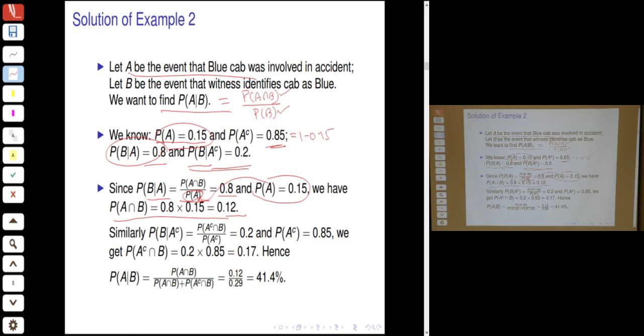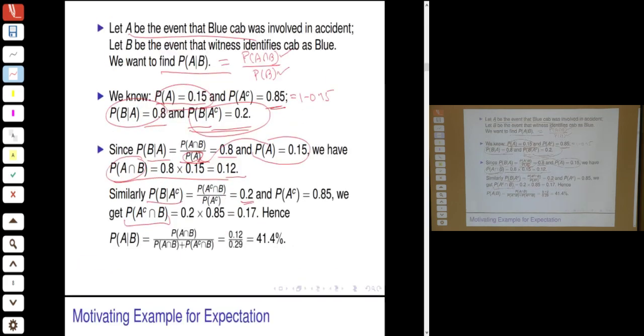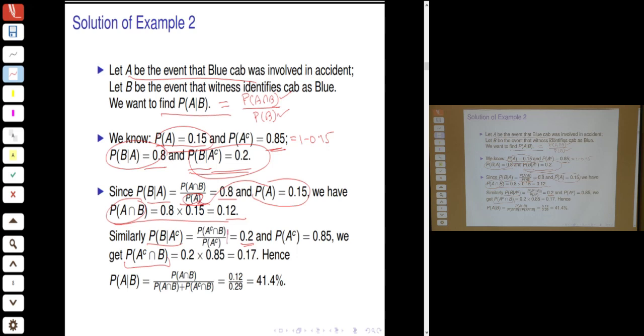For that again we will use conditional probabilities. So, here we calculated probability A intersection B. Similarly, let us calculate probability A complement intersection B, just like we needed to do for the previous problem. So, probability of B given A complement is 0.2, and we can write it as the ratio of probability A complement intersection B divided by probability of A complement. Okay? And probability of A complement is known to be 0.85. So, you sub that in here and you solve for probability of A complement intersection B to be 0.17.